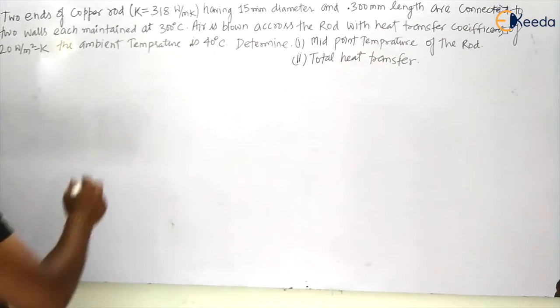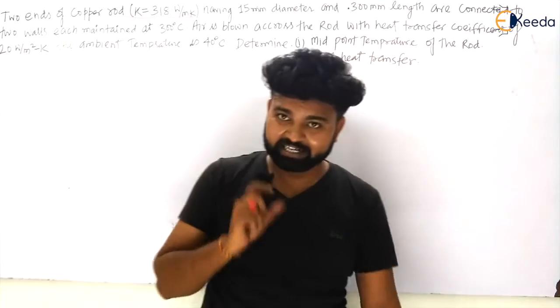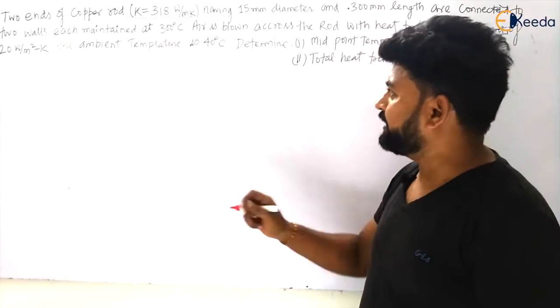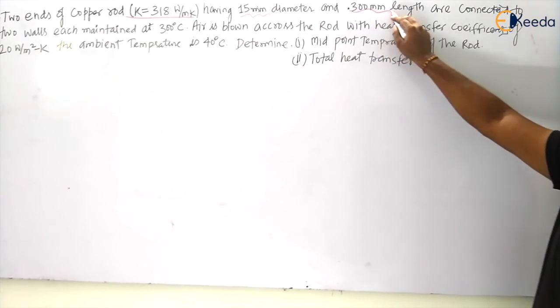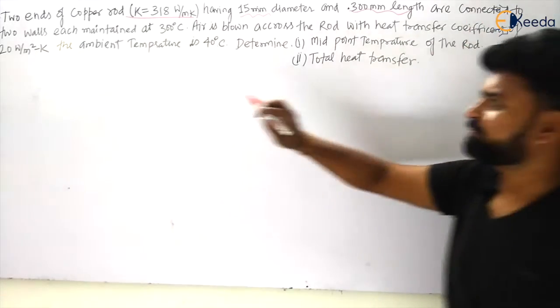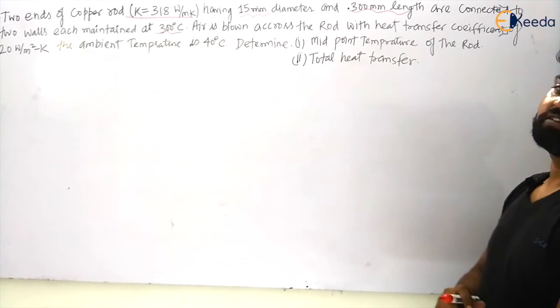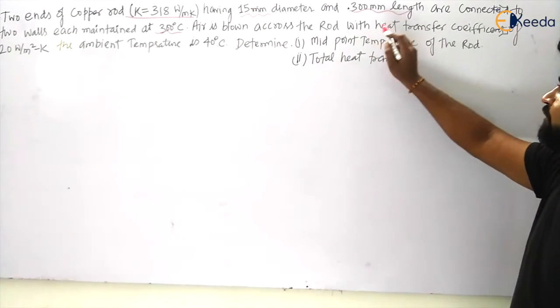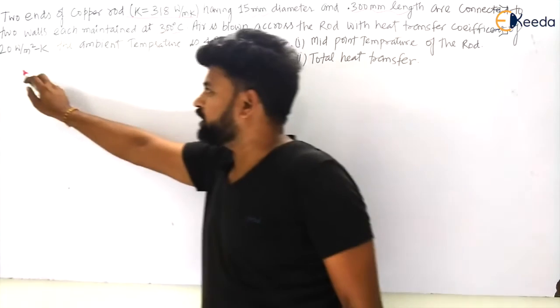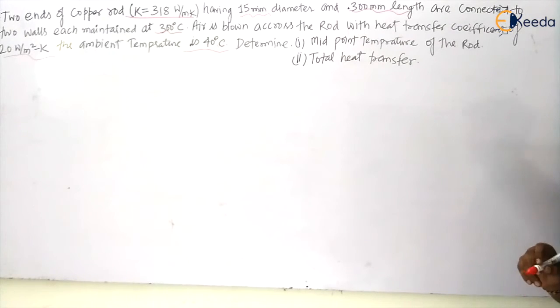Two ends of a copper rod having conductivity 318 watt per meter Kelvin, having 15 millimeter diameter and 300 millimeter length, are connected to the walls, each maintained at 300 degrees Celsius. Air is blown across the rod with a heat transfer coefficient of 20 watt per meter square Kelvin. The ambient temperature is 40 degrees Celsius. Determine the midpoint temperature of the rod and total heat transfer.